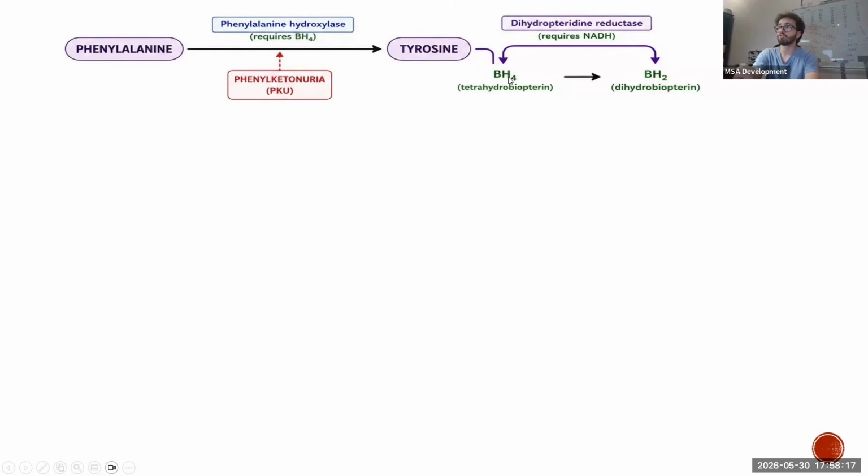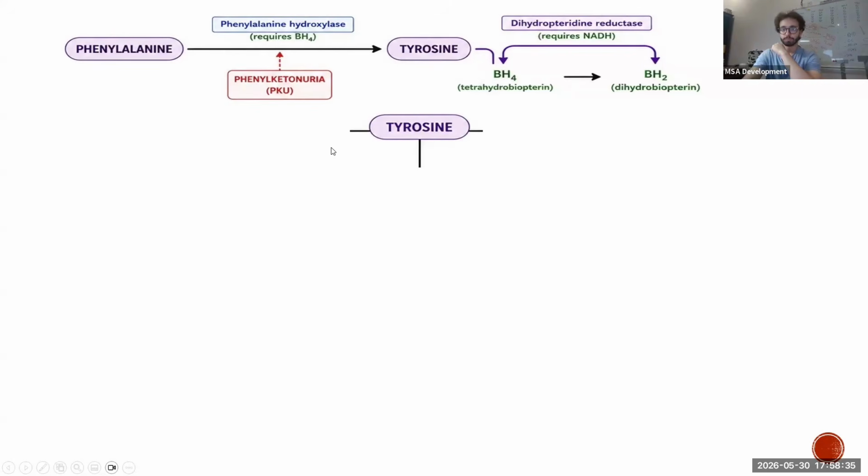And throughout this reaction, the BH4 will become BH2. The BH4 is called tetrahydrobiopterin, and it needs NADH. Okay, how does the BH4 become BH2? Through the enzyme dihydropteridine reductase. Okay? Now, let's go back to the tyrosine.